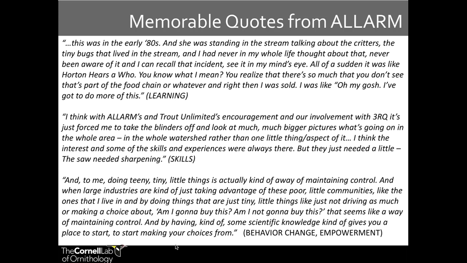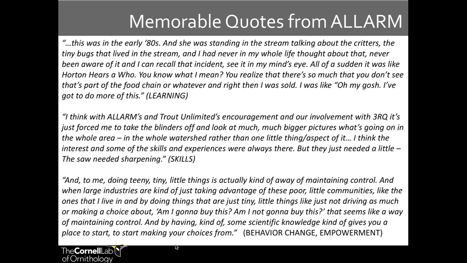So the first person is talking about all of the learning that suddenly they realized they were getting access to. I love the line where it says, all of a sudden it was like, Horton, here's a who. You realize there's so much you don't see that's part of the food chain. It's a really nice example of learning and increased awareness.